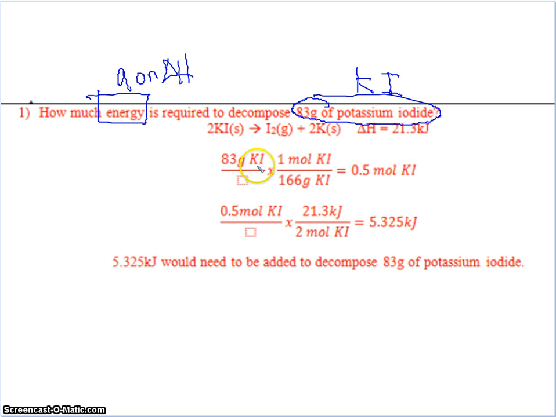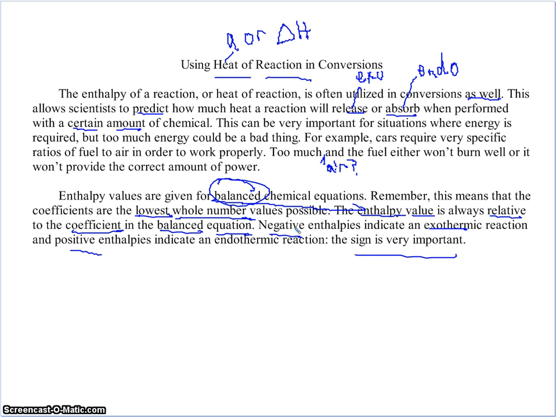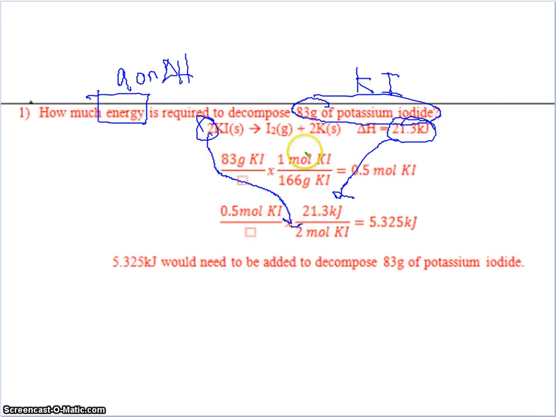Okay, first they go to moles. Makes sense. You always go to moles, I guess. So use the molar mass, you get 0.5 moles KI. And then they're going to energy, which is kilojoules, and it's per 2 moles KI. So they're taking this number, but it's per the coefficient. So I guess that's what they meant when they said relative to the coefficient. Because it's the enthalpy, but it's per that coefficient. So if it were per one of these, it would be half.